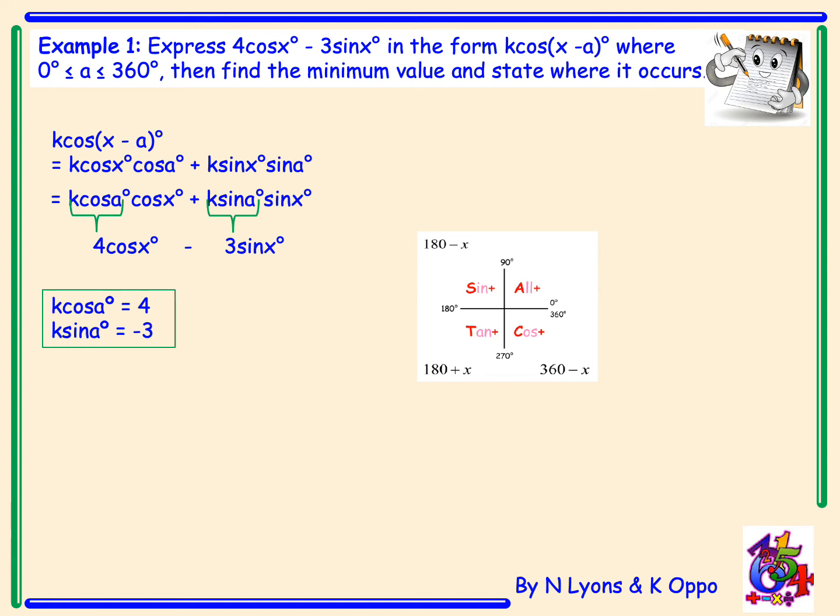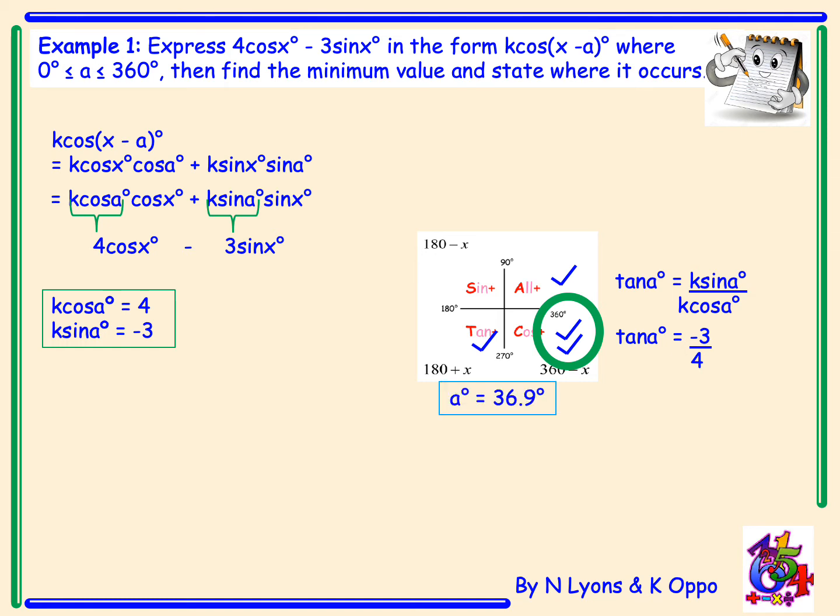Using this information for our CAST diagram, cos a is positive, so cos is positive in A and C. Sin a is negative, so it's negative in T and C. So we're looking for our angle in the fourth quadrant. Writing out our rule, tan a is k sin a over k cos a. Tan a equals negative 3 over 4. So inverse tan of 3 over 4 gives us 36.9. However, we need to take this away from 360 and our angle is 323.1 degrees.